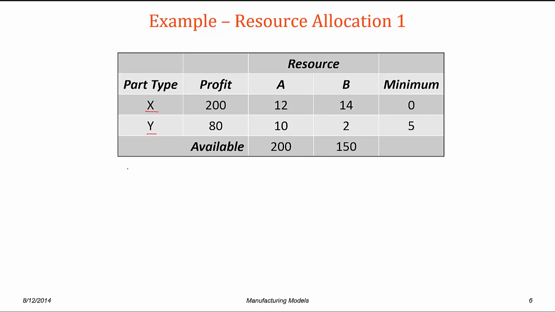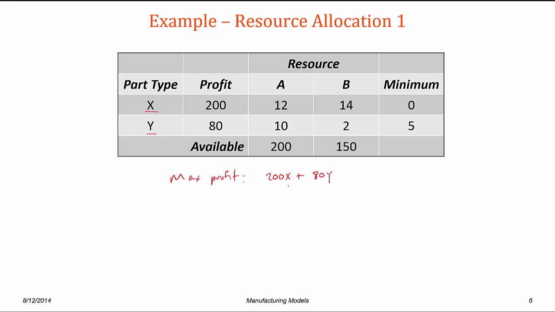So again, our objective, our metric for selecting the number of parts of X and Y, is that we want to maximize profit. And we say that our profit is a function of the number of X and Y that we produce. So for each X, we get $200, and for each Y, we get $80. Our decision variables are X and Y, and our objective function is then simply to maximize the sum of the profit for each unit times the number of units.